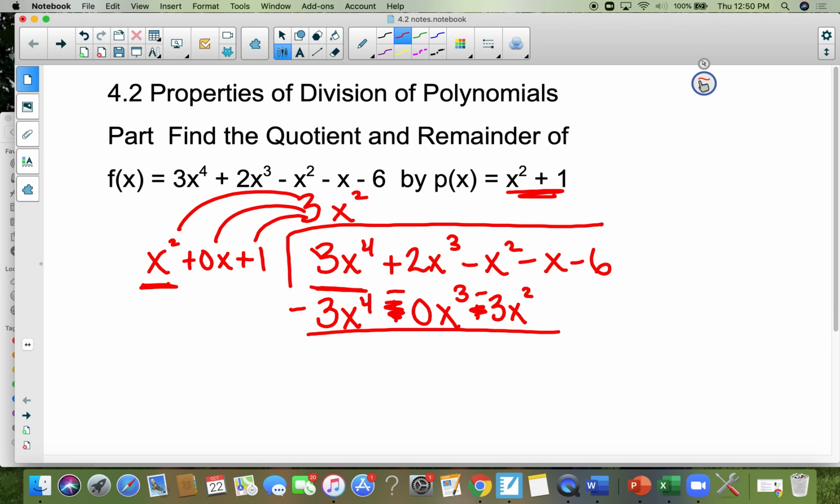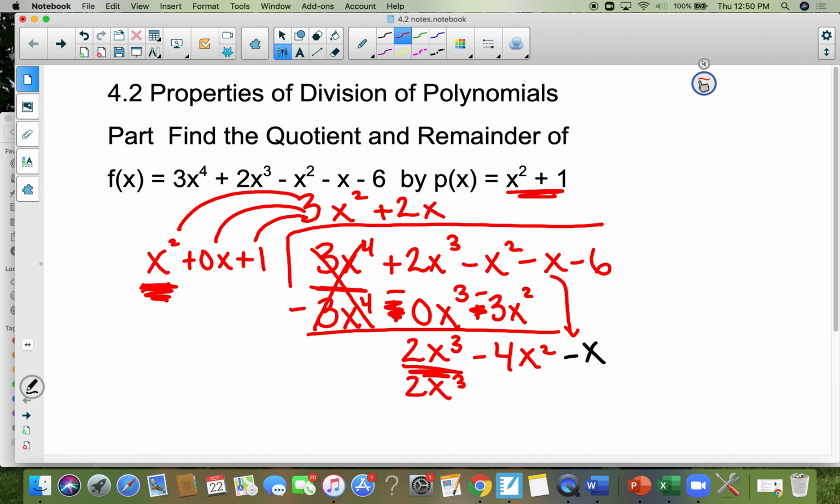If you switch your signs, these two cancel out. 2x to the third, take away 0x to the third is still 2x to the third, minus 4x to the second, bring down your negative x. And then you do it again. The first term and the first term, you're missing a positive 2x. You're going to have 2x to the third.